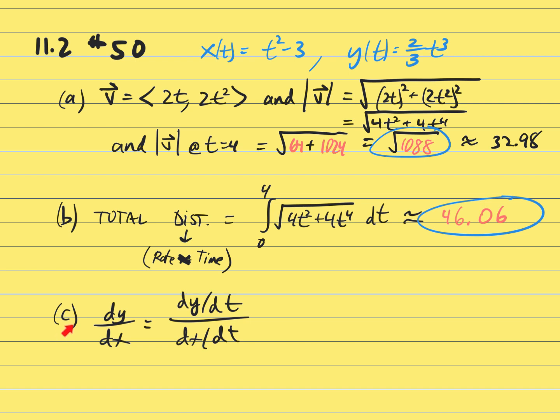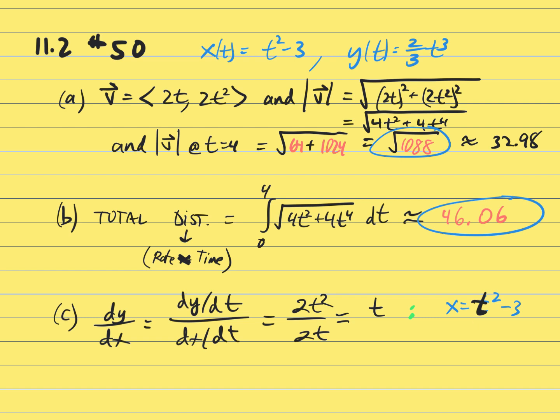Part C, find the slope dy/dx. Well, with these parametric equations, that would be dy/dt over dx/dt. This simplifies to just t, but remember, the instructions ask for this as a function of x. Well, x was given to us as t squared minus 3. So if you solve for t, then you know the slope in terms of x.